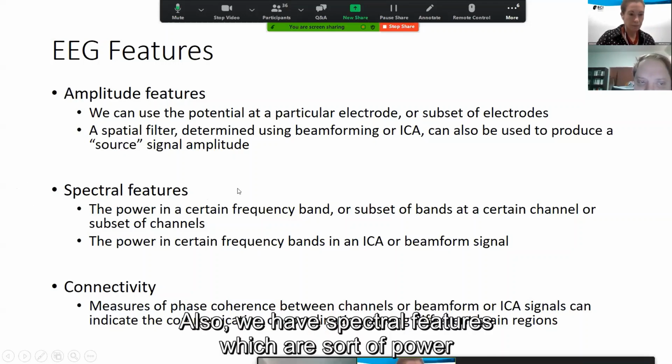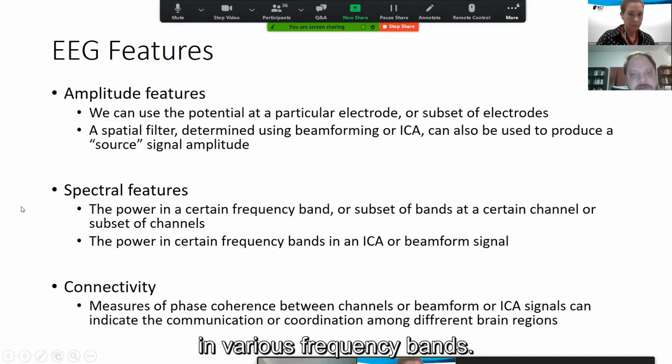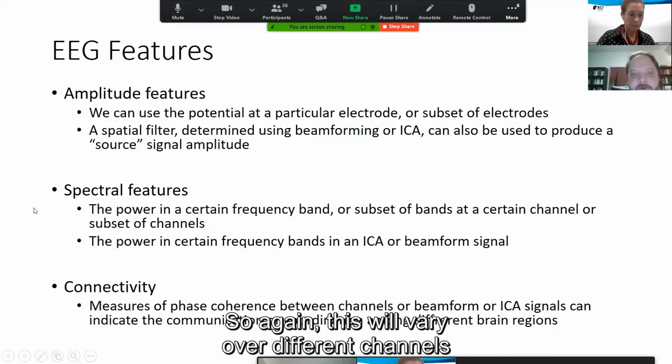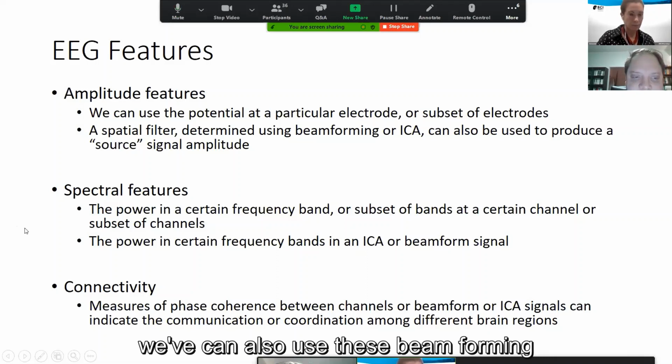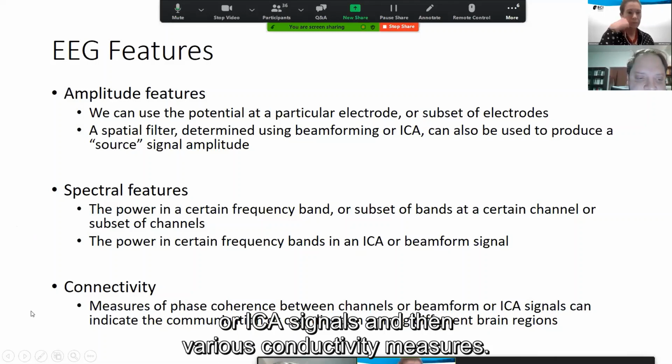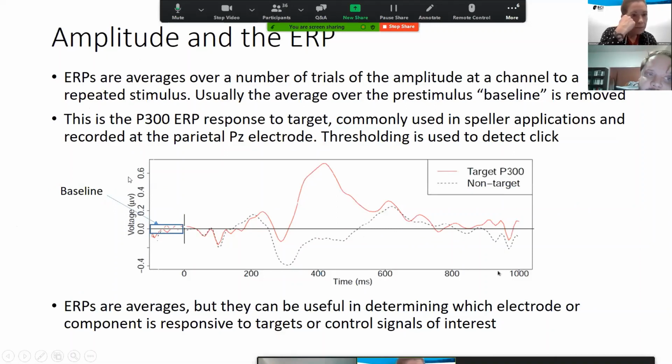Also, we have spectral features, which are power in various frequency bands. Again, this will vary over different channels, and we can also use these beamforming or ICA signals, and then various connectivity measures. So I'll talk about these briefly.